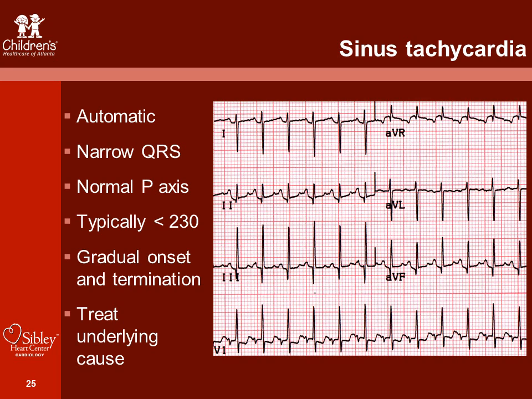Sinus tachycardia is otherwise known as automatic, meaning that the increased heart rate is being generated by the sinoatrial node. It's a narrow QRS complex, meaning it's coming from above the ventricle. The P axis is normal because, again, the electrical impulse is originating from the sinoatrial node. Usually it's less than 230 beats per minute, even in infants. And oftentimes there's gradual onset and gradual termination. The treatment is to treat whatever is causing it, a lot of times, such as fever, sepsis, irritability, pain.